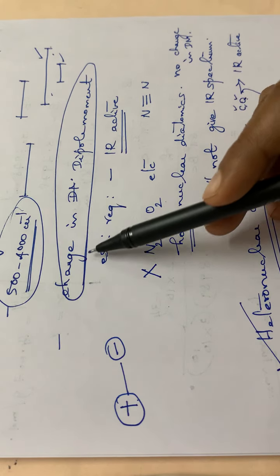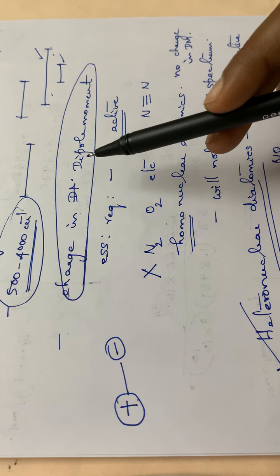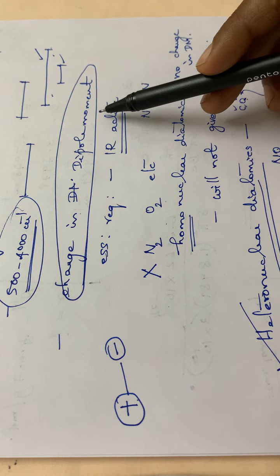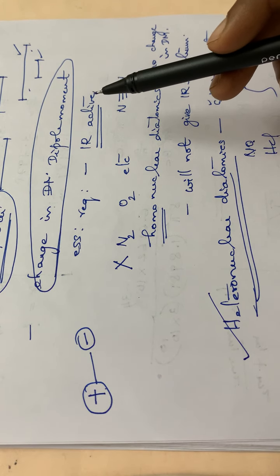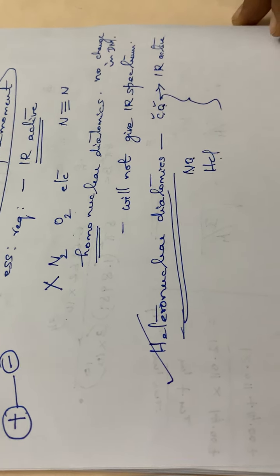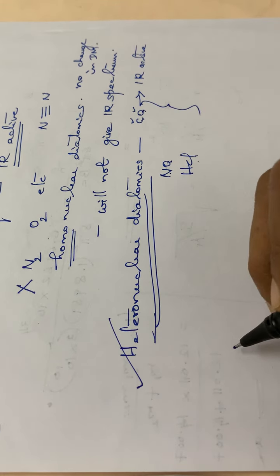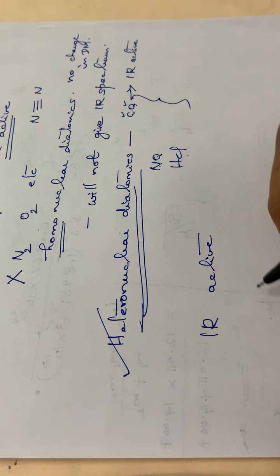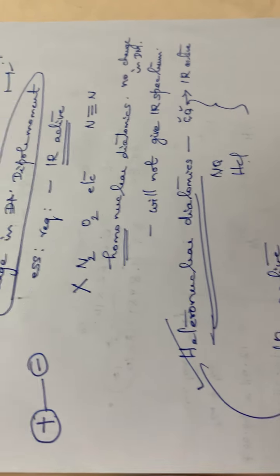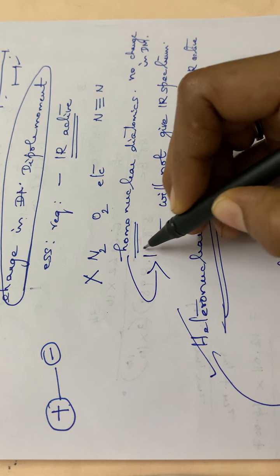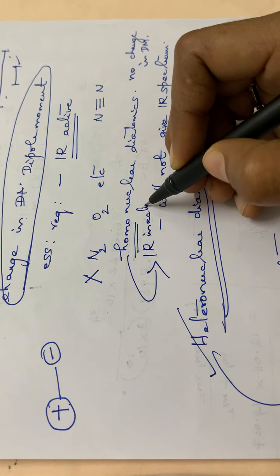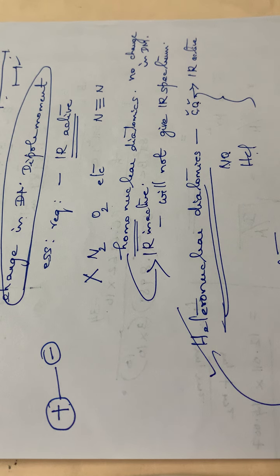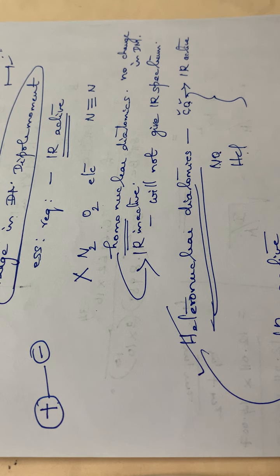So the essential requirement for a molecule to be IR active is that there should be a change in dipole moment. If there is a change in dipole moment, that molecule will give an IR spectrum. Heteronuclear molecules are IR active, and homonuclear diatomic molecules are IR inactive. This is a very important point, and you have to study these essential requirements.